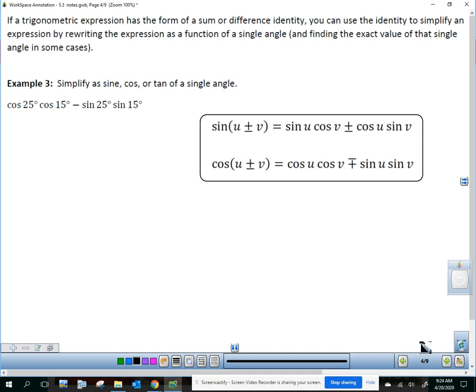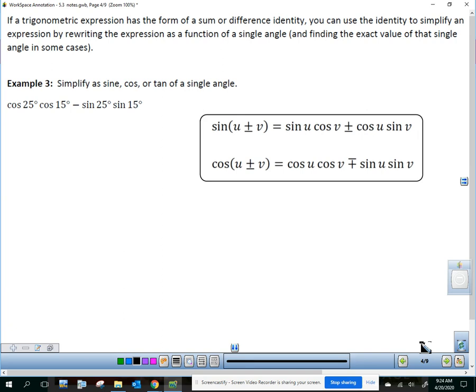So next up, it says if a trig expression has the form of a sum or difference identity, like expanded form, you can use the identity to go backwards. So simplify the expression to the trig function of a single angle. And if that single angle is one of the reference angles that you know, or one of the angles from the unit circle that you know, then you can give the exact answer.